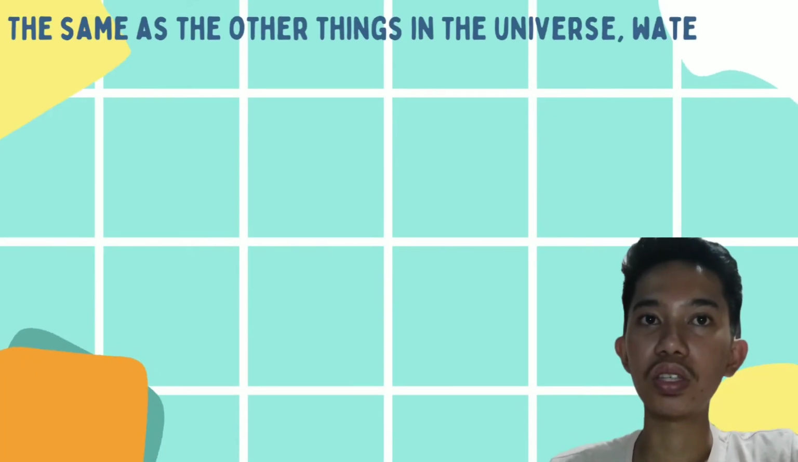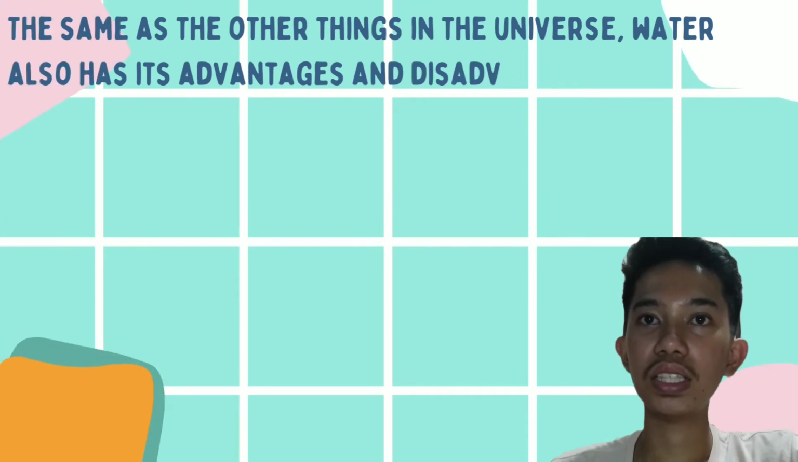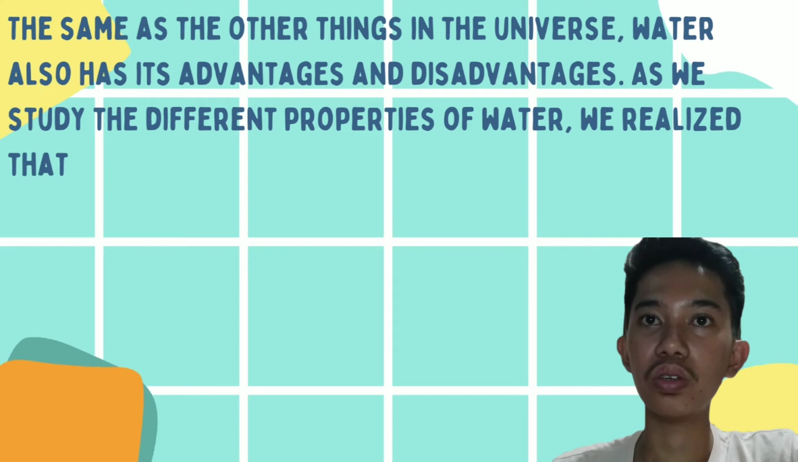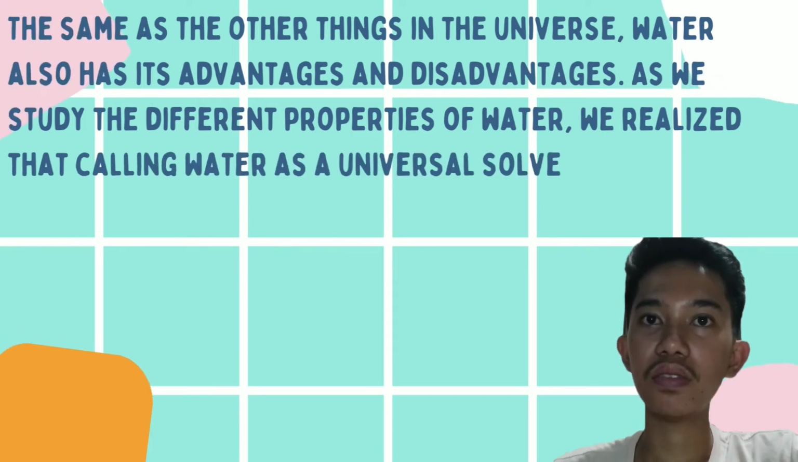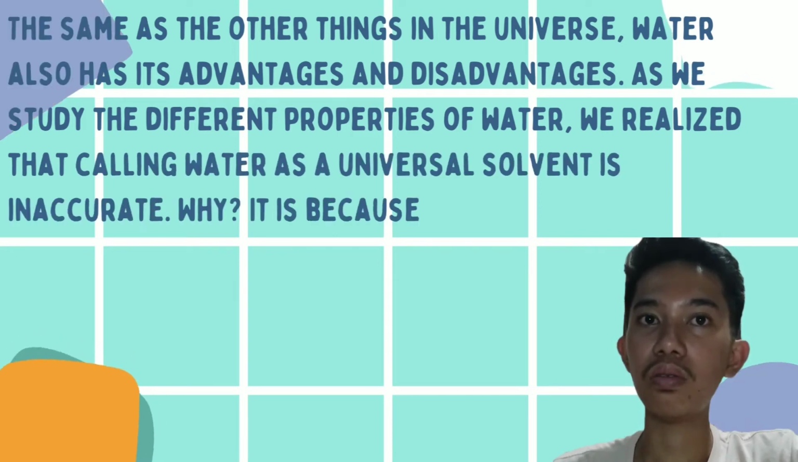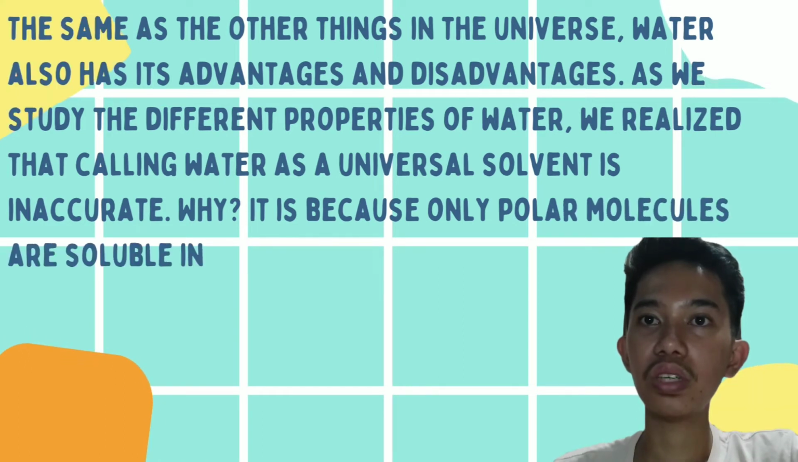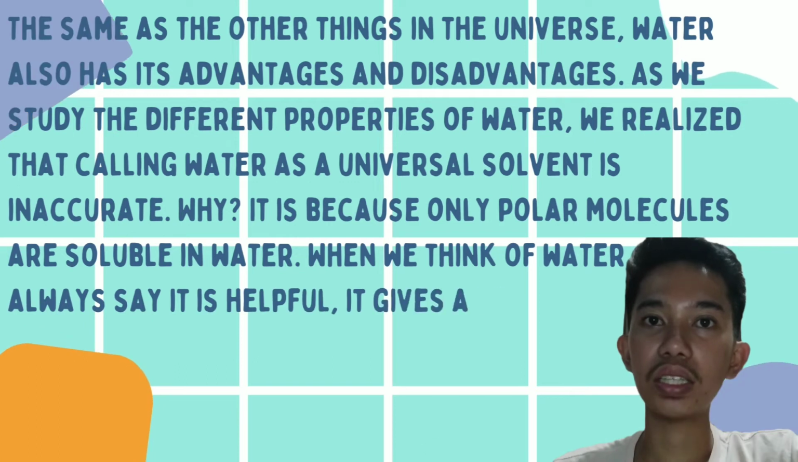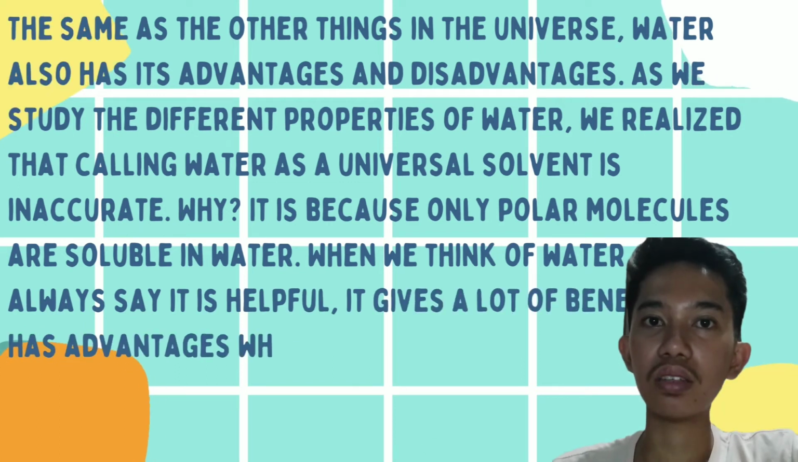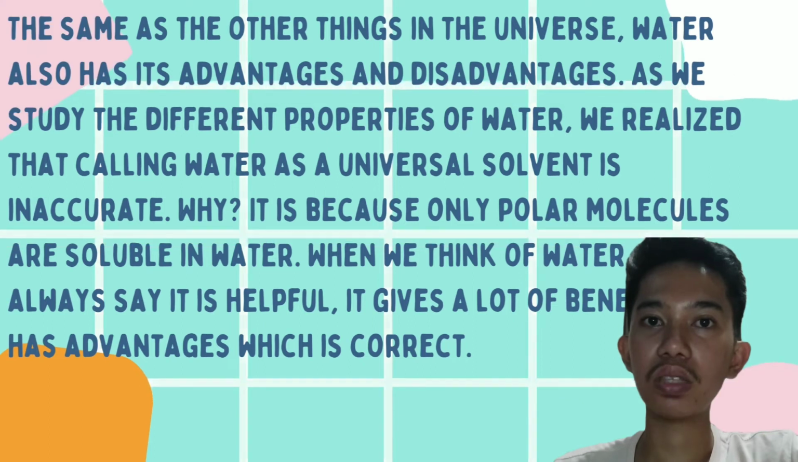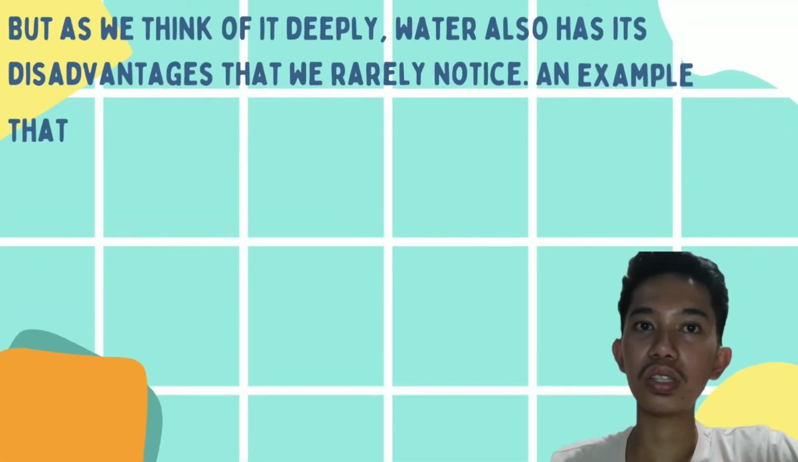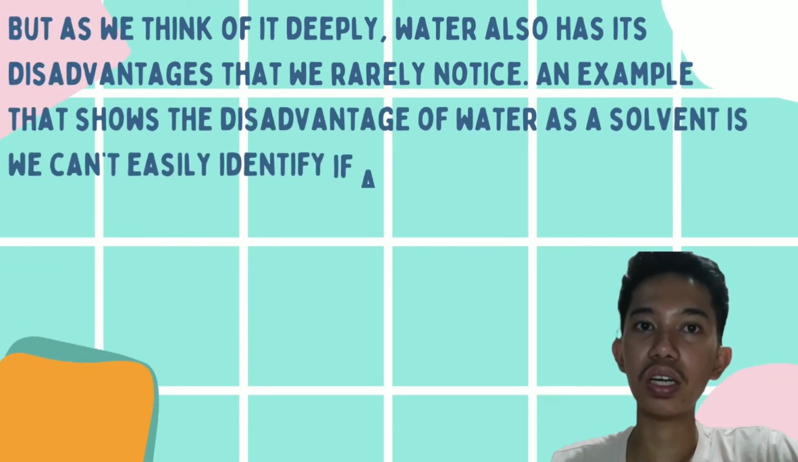Here are the cons. The same as the other things in the universe, water also has its advantages and disadvantages. As we study the different properties of water, we realize that calling water a universal solvent is inaccurate. Why? It is because only polar molecules are soluble in water. When we think of water, we always say it is helpful, it gives a lot of benefits, and has advantages, which is correct. But as we think of it deeply, water also has its disadvantages that we rarely notice.